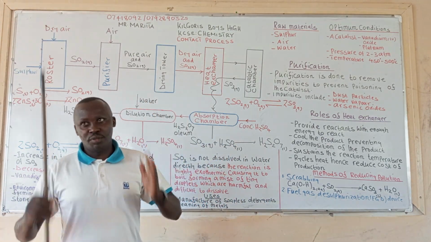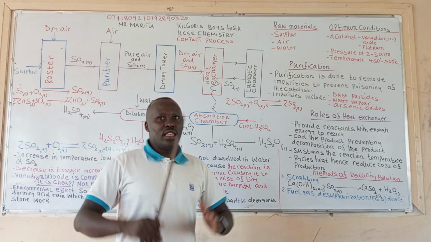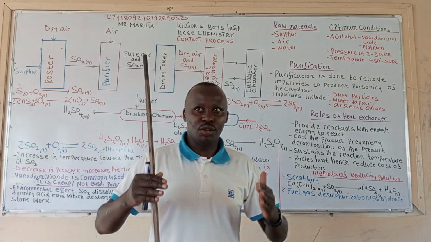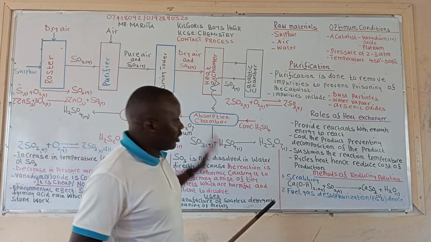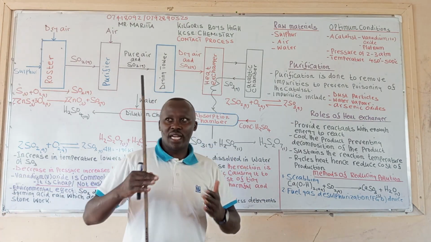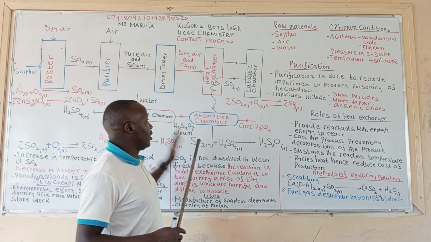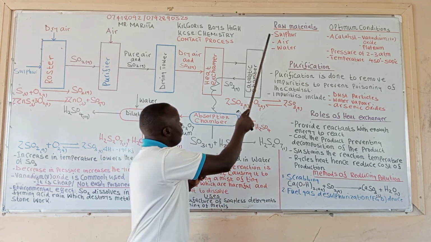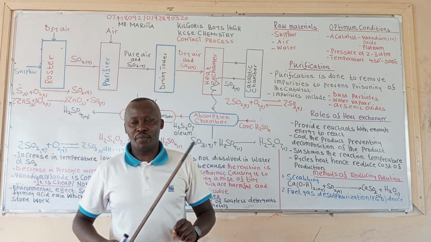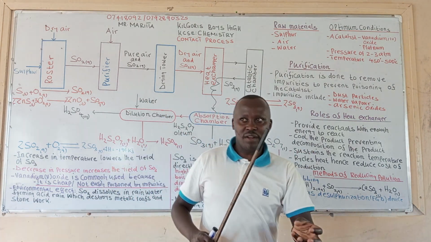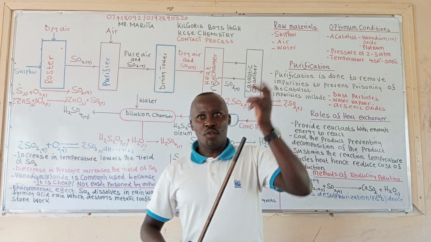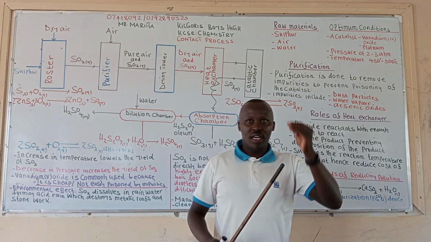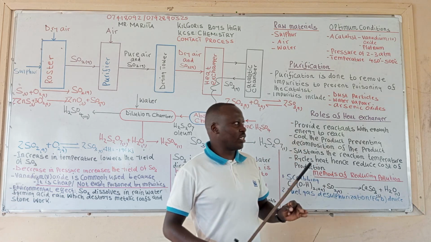In any industrial process, the main thing that is required is to identify the raw materials. So in this Contact process, what are the raw materials required for the manufacture of this sulfuric acid? First of all, we have the raw materials. The raw materials: we have sulfur, we have water, and then you have air. Those are the raw materials required in this Contact process.